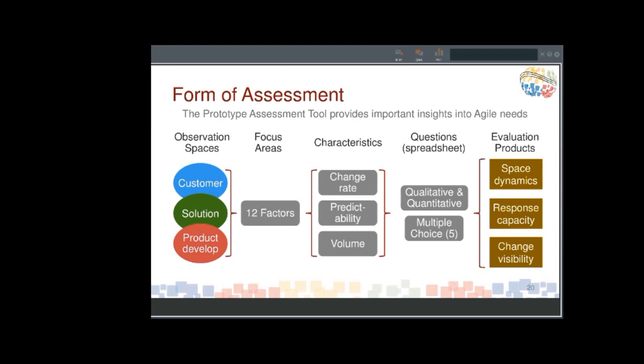We put these questions into spreadsheets, and the questions are qualitative and quantitative in nature, and they're always multiple choice. We picked this format because we had to have answers that we could map into some kind of graphical representation for easy assimilation by a group of people in a group meeting. All right, so that's basically the thought process of how we came up with this.